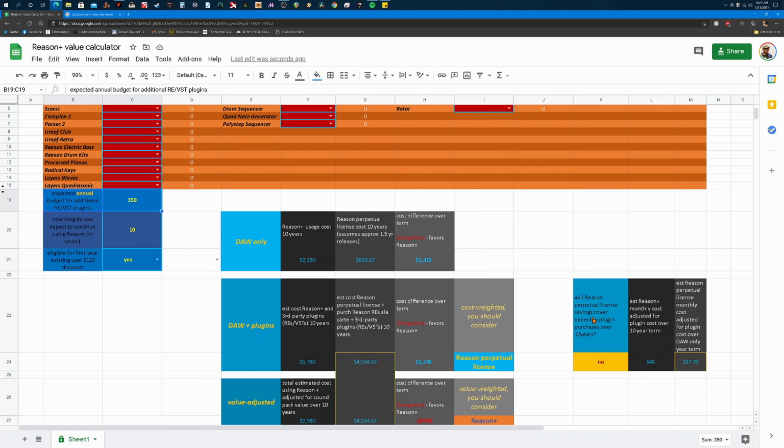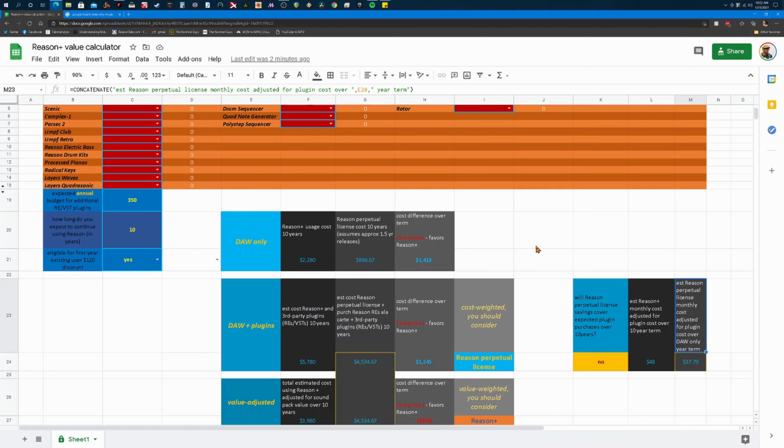So in this case, it's basically, will Reason perpetual license savings cover the expected plugin purchases over 10 years? The answer is no in this case, because I got a fairly high expected annual budget for additional plugins. And then it gives you the Reason cost per month. Well, the monthly cost that's adjusted to include your annual budget for additional plugins. So in this case, if you were paying for Reason Plus and you were spending $350 a year on additional plugins, your monthly cost would be about $48. And the same thing here, except for the perpetual license, it's this $350 annual budget added to the cost of the standard Reason perpetual license update.